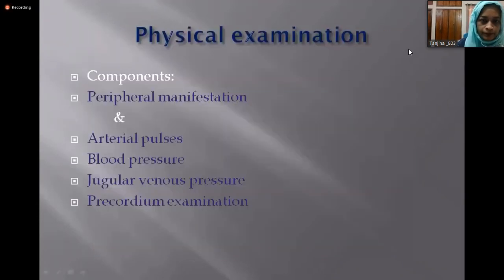Now here we go with the cardiovascular system examinations. The components of the cardiovascular system examination start with the peripheral manifestations of cardiovascular diseases, with vital signs like the arterial pulses, blood pressure, jugular venous pulse, and then precordium examination. Examination of the cardiovascular system first starts with washing your hands. So I will share a video clip of the cardiovascular system examination.